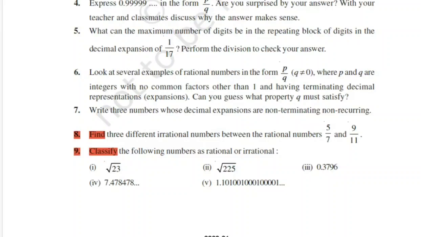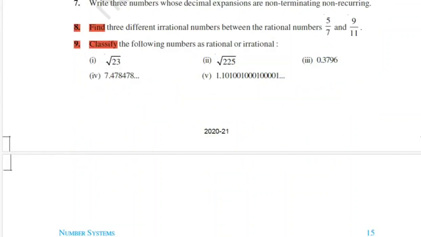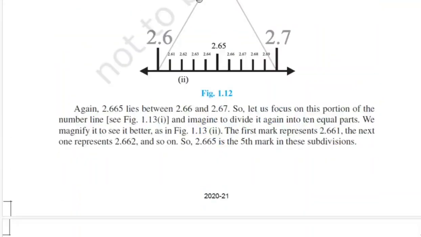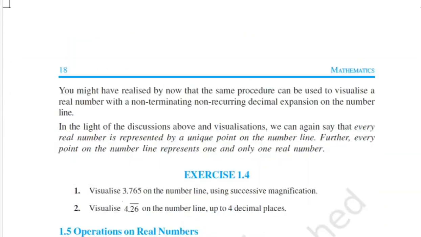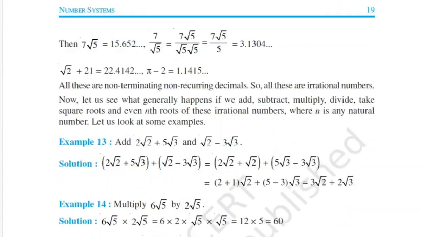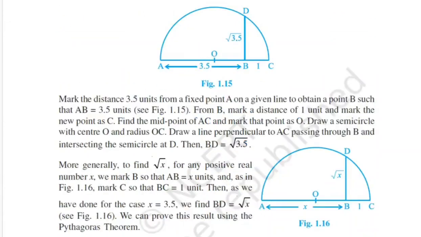You will get one question for MCQ here. You will get 4 options, then they will ask which of the following is rational or which of the following is irrational. Based on that you have to answer. Okay, exercise 1.4 is not so important, so we'll skip. Now if I go to exercise 1.5, here you will get some important questions.